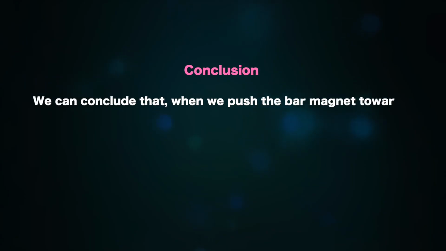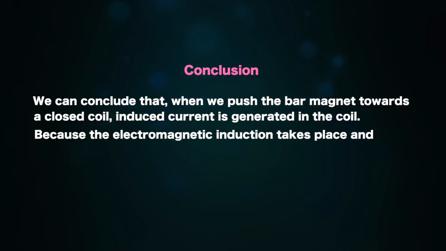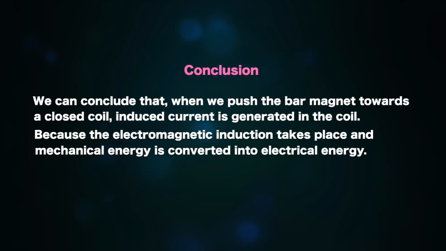Conclusion. We can conclude that when we push the bar magnet towards the closed coil, induced current is generated in the coil because electromagnetic induction takes place and mechanical energy is converted into electrical energy.